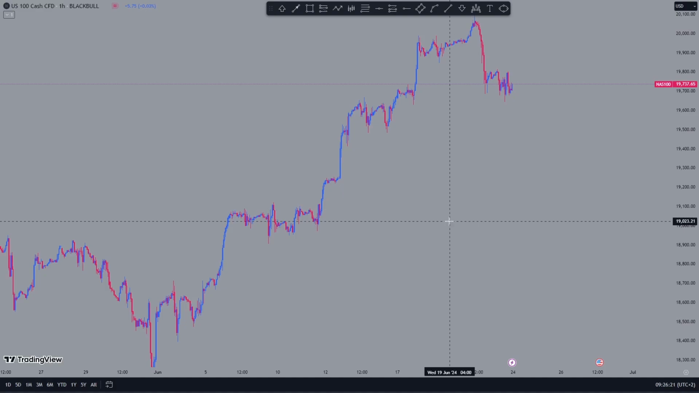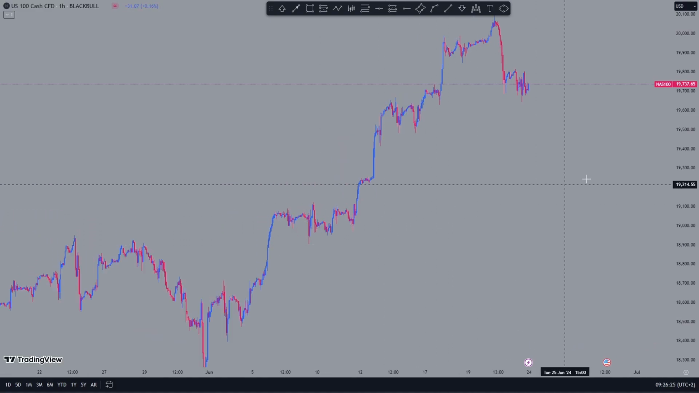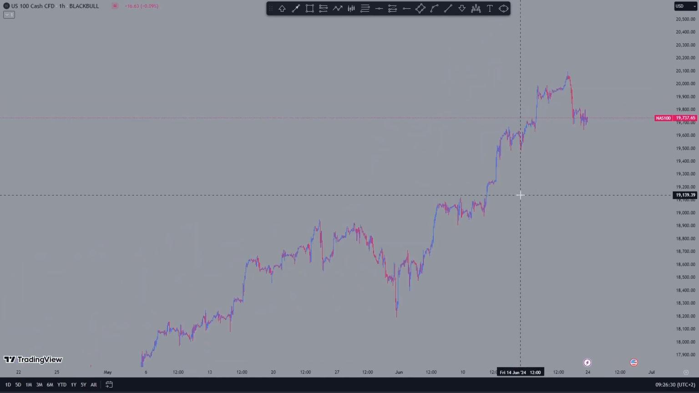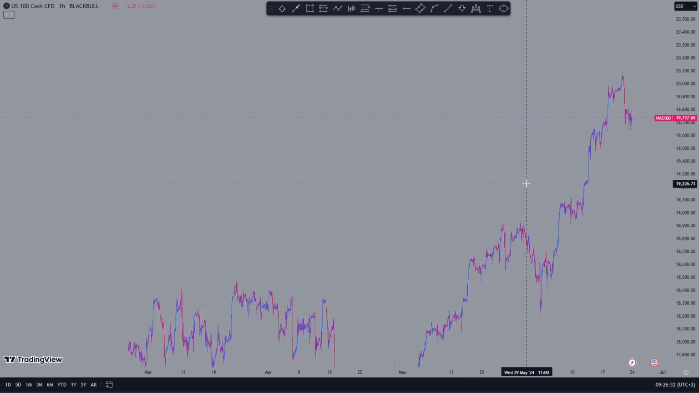What's up guys, we are back again. So we're going to start by analyzing Nasdaq, so we can see the probable direction for next week. So I'm on the Nasdaq chart.